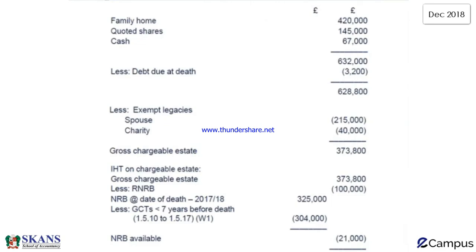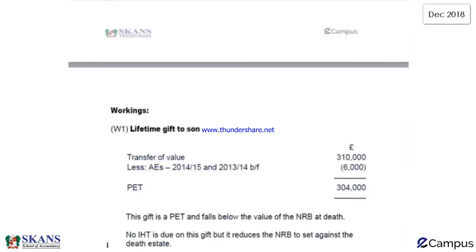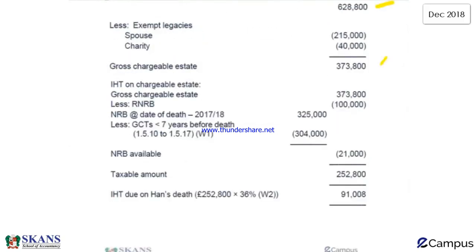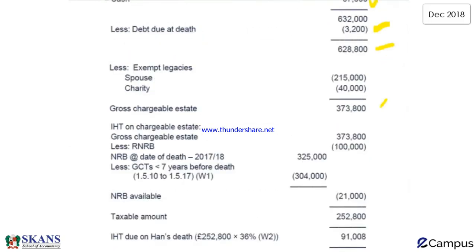These were the assets which Han owned at his date of death, and these were the liabilities he had. And so the free estate is 628,800. Then we will deduct spouse and charitable legacies, and we are left with a gross chargeable estate of 373,800.